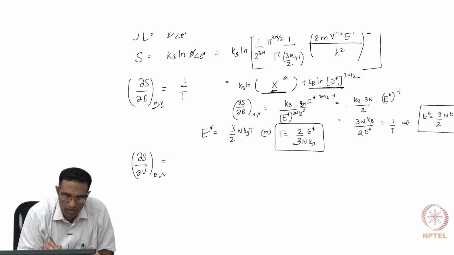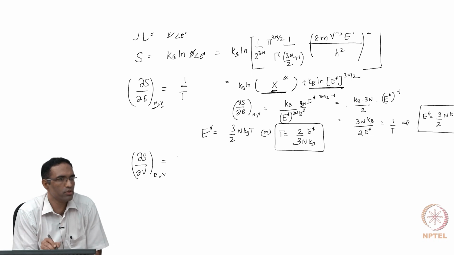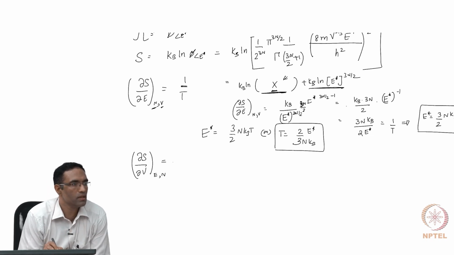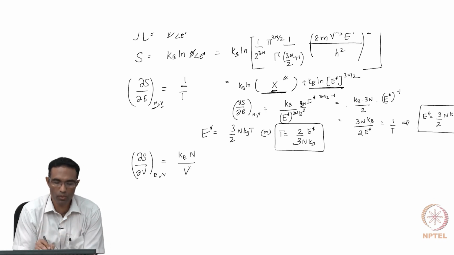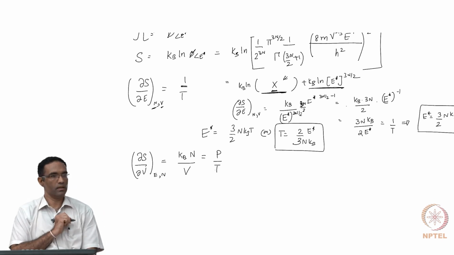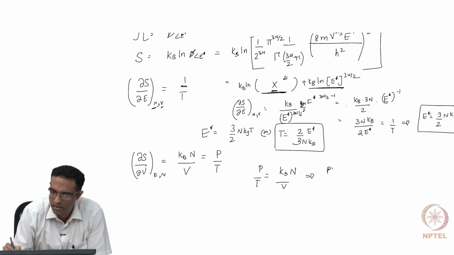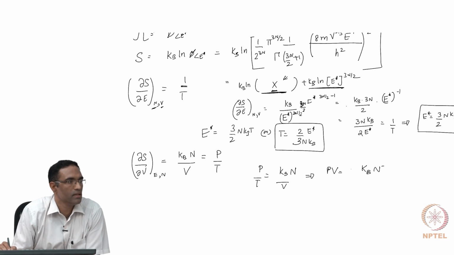What does this turn out to be? Dou S by dou V. I am going to trust you, so tell me the number. What is it? P by T, which is equal to kB times N over V. So you have P by T is equal to KB times N over V, which implies PV is equal to N KB T. You have seen this before?